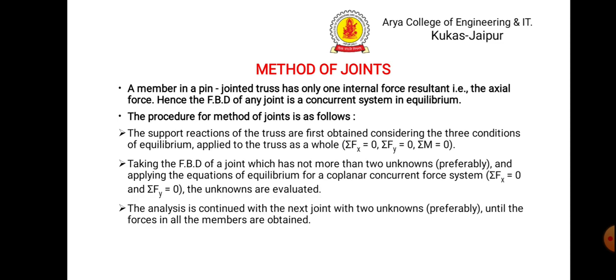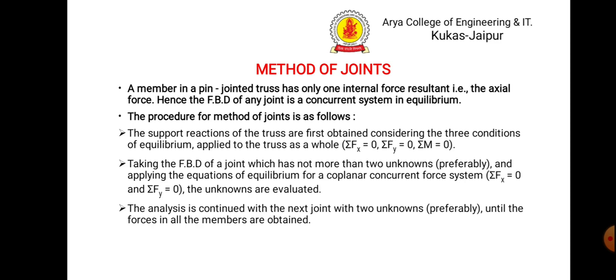The first step is to find the support reactions of the truss by considering the three conditions of equilibrium, that is summation of Fx equals 0, that is summation of all the horizontal forces equals 0, then summation of Fy equals 0, meaning summation of all vertical forces equals 0, and summation of M equals 0, that is the algebraic sum of all moments equals 0. The second step is to draw the free body diagram of a joint which has not more than two unknowns, meaning we will select that joint at which the unknowns are not more than 2.